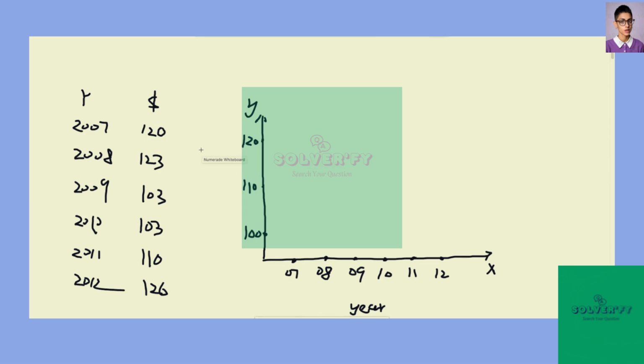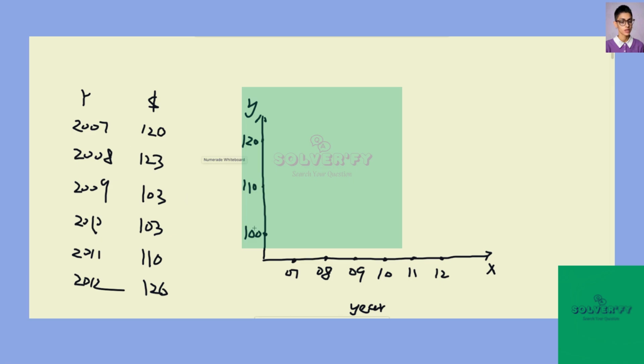Hi there. Basically, this question asks us to draw a time series graph based on the Valentine spending, starting from 2007 to 2012. And we already have all the data here, so we can draw a time series graph. And let's move on to that.